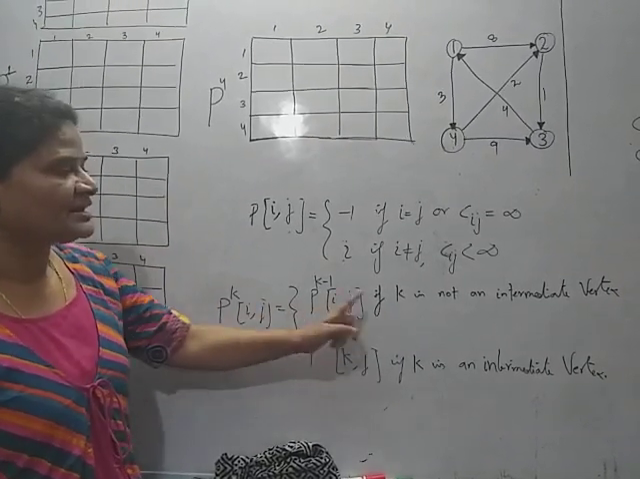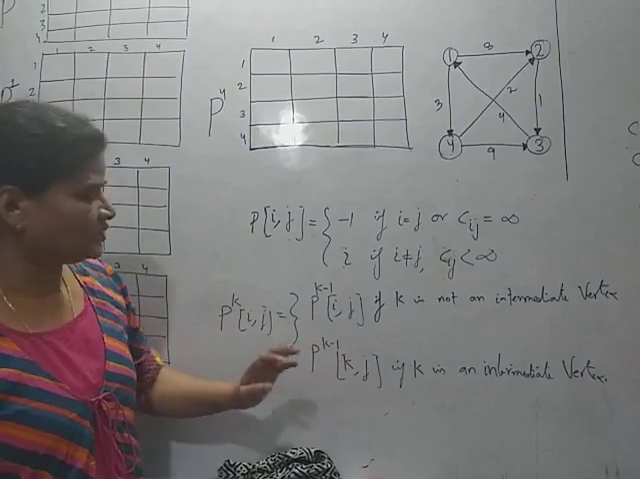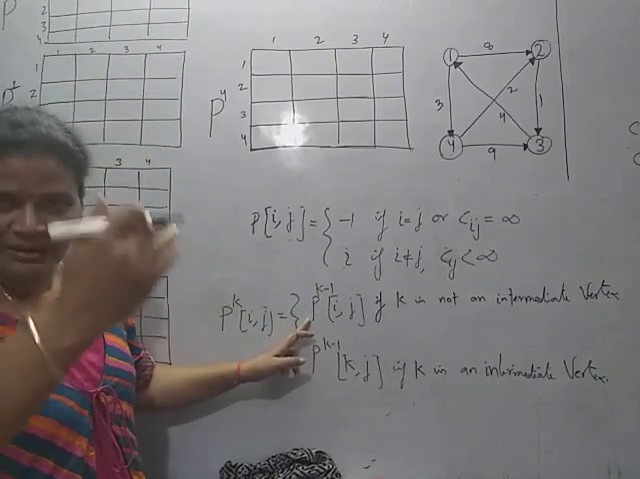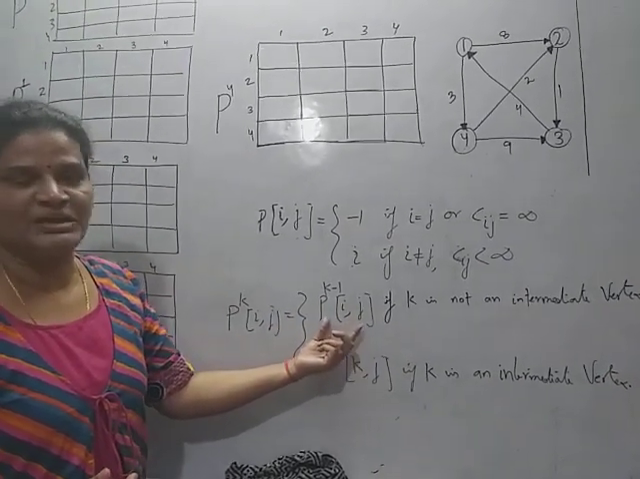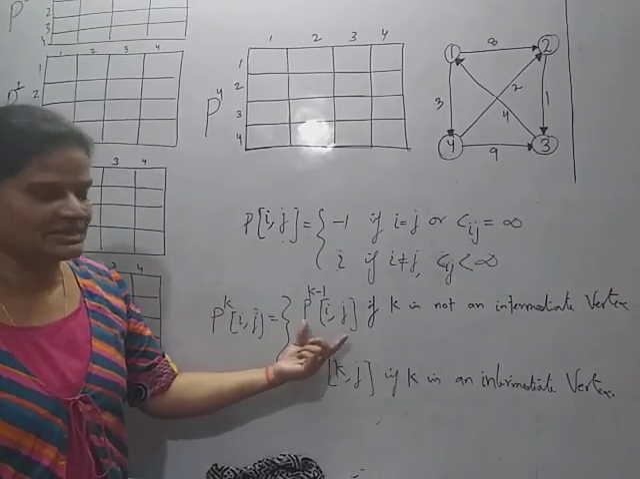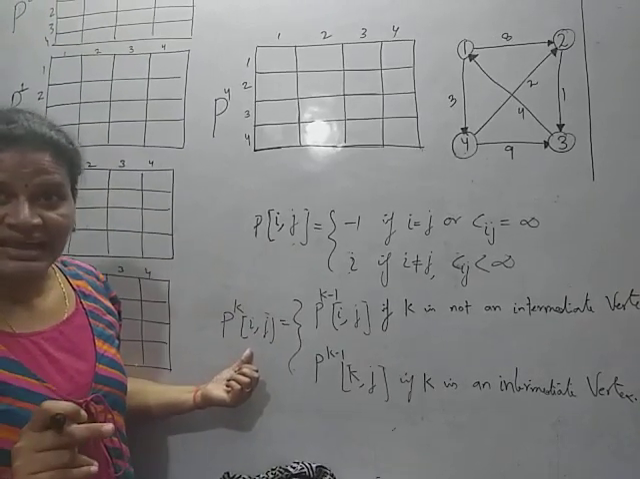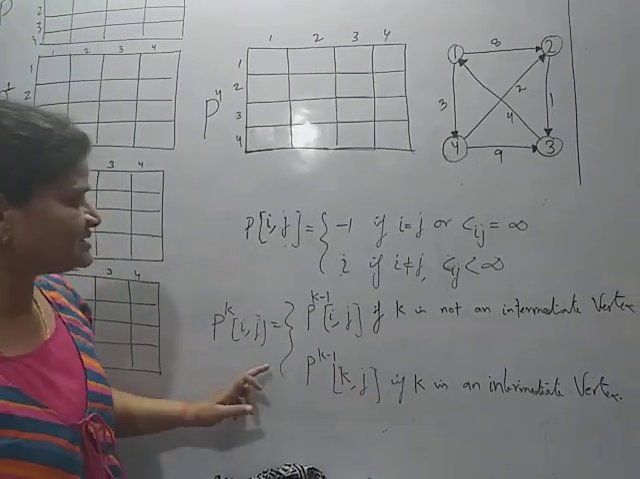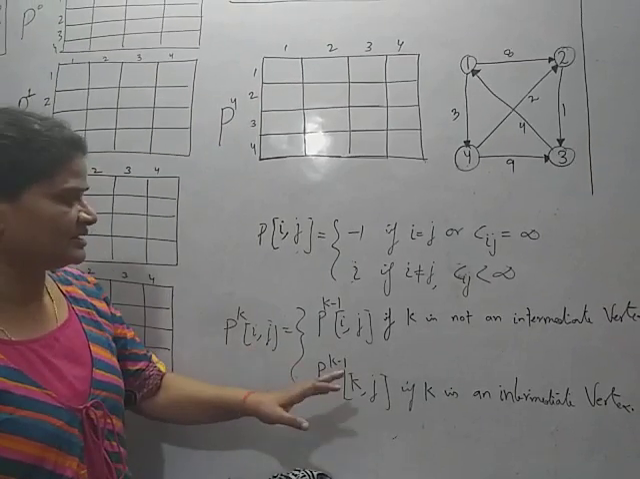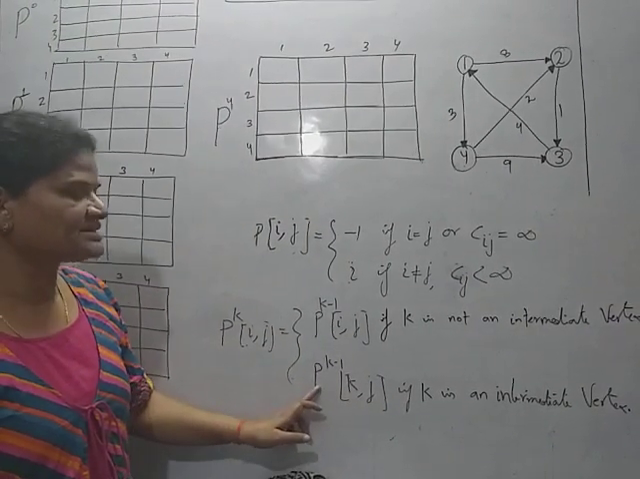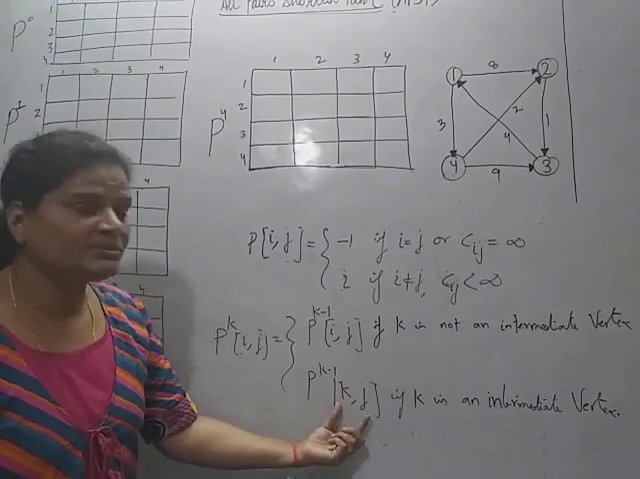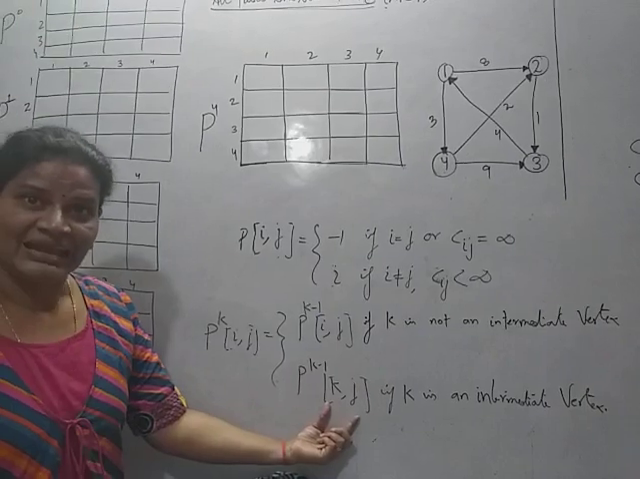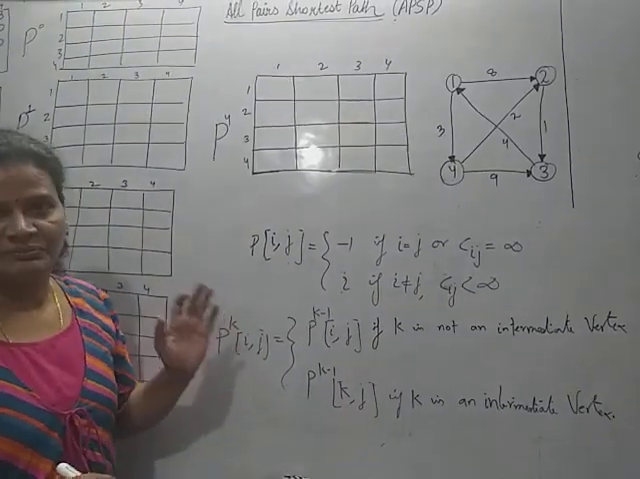If k is not an intermediate vertex, then the entry pij is simply taken from the previous path matrix, p^k ij same as p^(k-1) ij. And if k is an intermediate vertex in the path from i to j, then it is p^(k-1) kj. So whatever the kj-th entry in the previous matrix is will be copied here to pij. Now with this I will generate the path matrix.